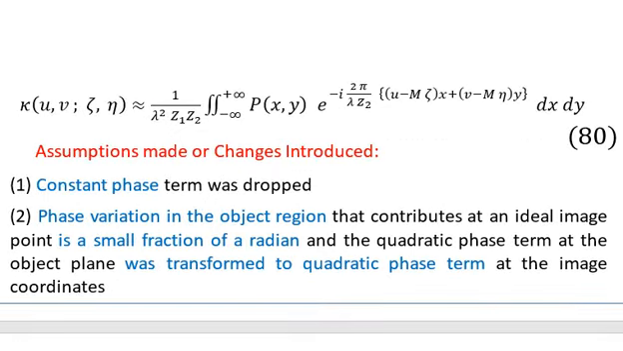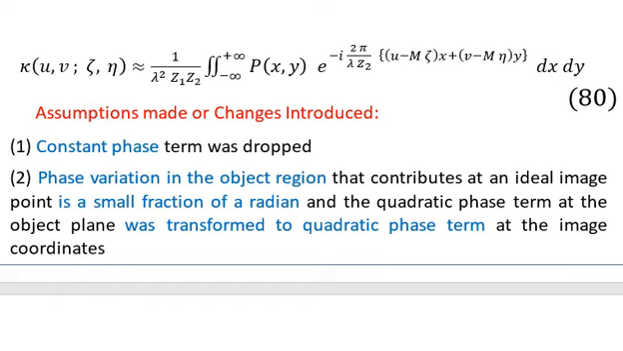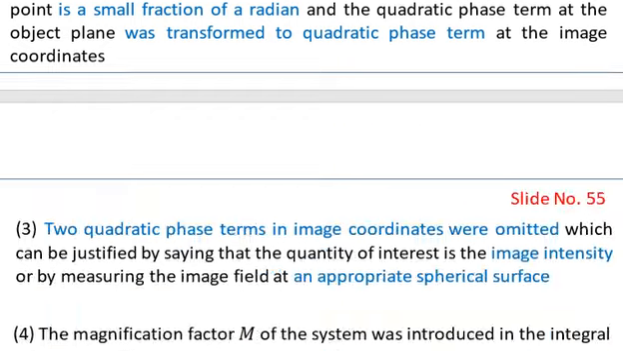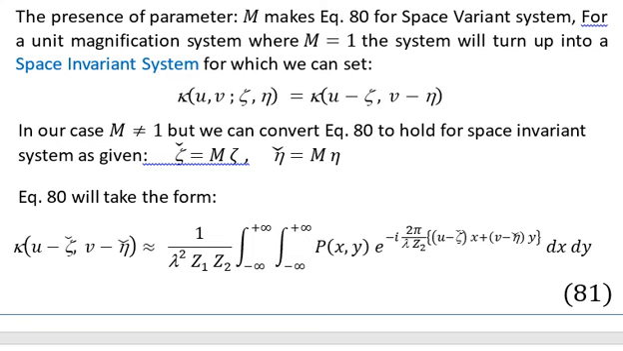Then if you set m equal to 1, you will have in the expression u minus zeta within the parenthesis multiplied by x plus v minus eta multiplied by y, because m has been set equal to 1, and then equation 80 will hold for a space invariant system, under which condition kappa of u minus zeta and v minus eta will replace kappa of u comma v semicolon zeta comma eta.